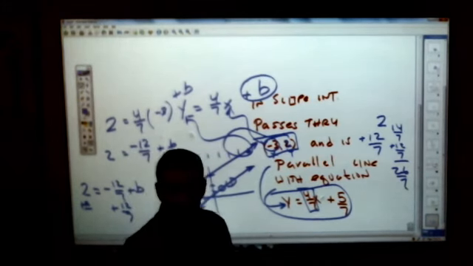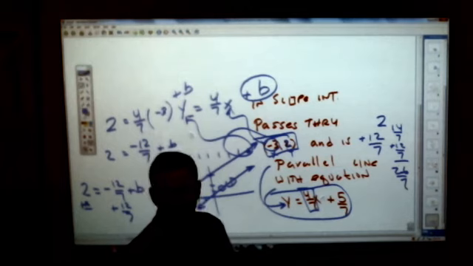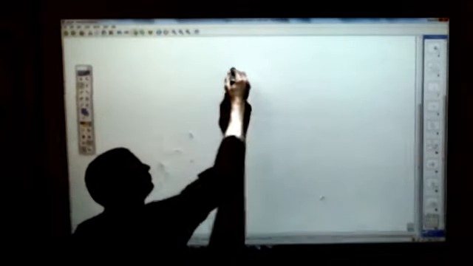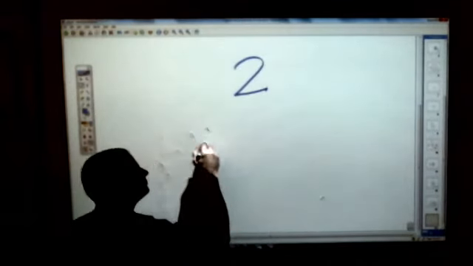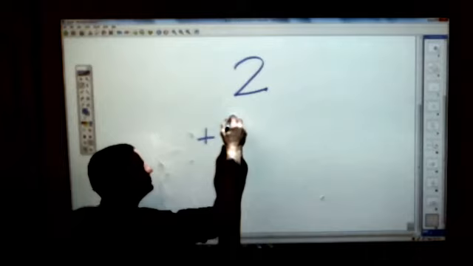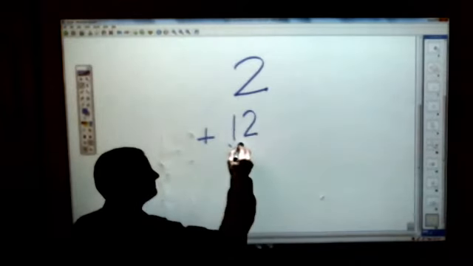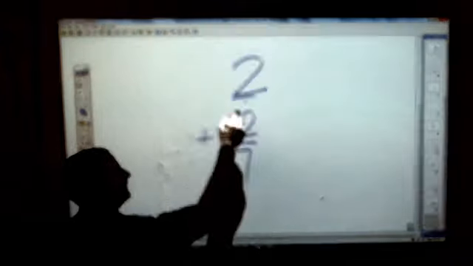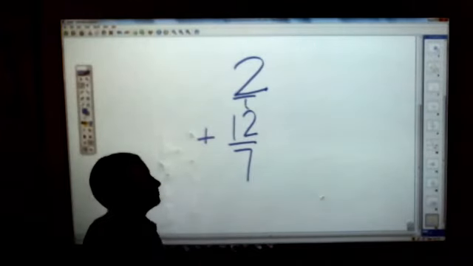What? That's not right? Wait. So you add the 2 together and then you add it to it again? Okay, so what did I say, was it 12 sevenths? 12 sevenths plus 2 over 1. I just left that as an improper fraction.